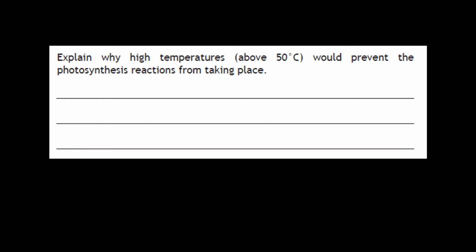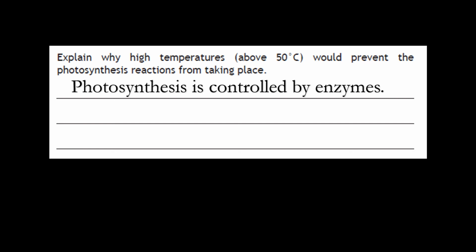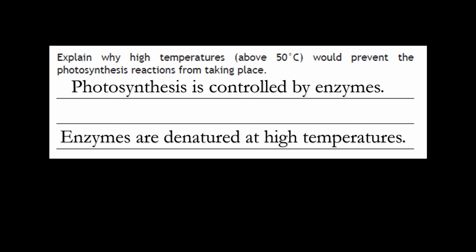The first thing it's looking for you to recognise is that this process, so photosynthesis, is controlled by enzymes. And the second thing it's looking for you to say is that above 50 degrees Celsius, the enzymes would be denatured because the active site of the enzyme would change shape and would no longer bind to its substrate.